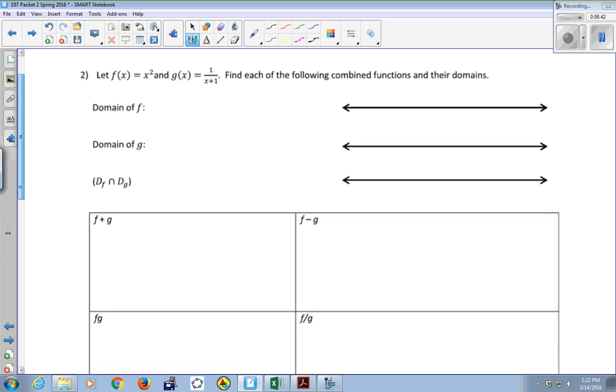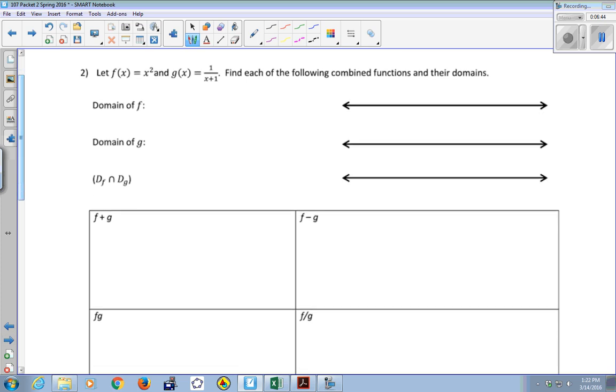So when we want to look at addition, subtraction, multiplication, and division of two functions, the domain of any algebraic combination of two functions is the intersection of the domain of the two functions they're combining. So if the x value is going to go into a combined function, you have to be able to put it into f and into g.